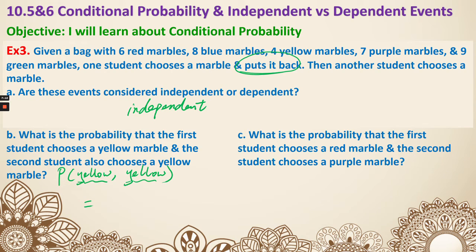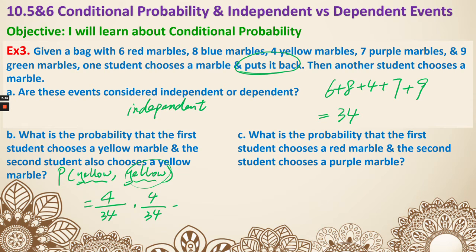So let's see, how many yellow marbles do we have? We have 4 yellow marbles out of, in total, 6 plus 8 plus 4 plus 7 plus 9, and that is going to be 34. Got them? So 34. Then since we're putting it back, it doesn't affect anything, so that probability is still going to be 4 out of 34. And after you multiply the fractions and simplify them, it's going to be 1 out of 289.